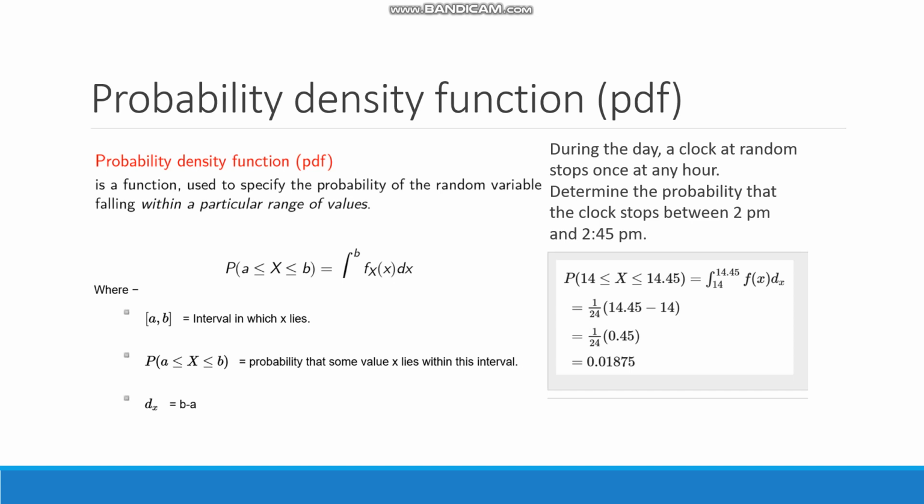In order to count probabilities for a continuous random variable, we use the probability density function. Probability density function is a function used to specify the probability of the random variable falling within a particular range of values. Here is an example. During the day, a clock at random stops once at any time, and we have to count the probability that the clock stops between 2 p.m. and 2:45 p.m. So the probability that the clock stops at any hour is 1 in 24, and we multiply this value with the difference between the upper limit 14:45 and the lower limit 14:00. And this is how we get the probability.